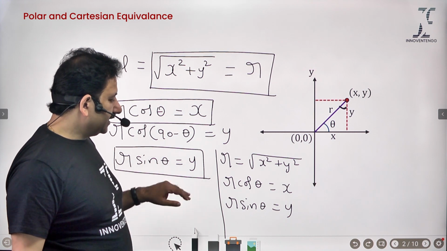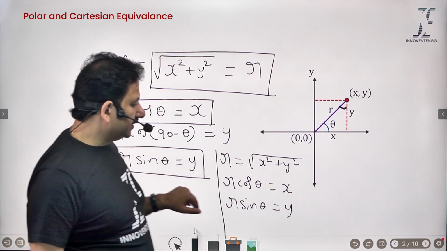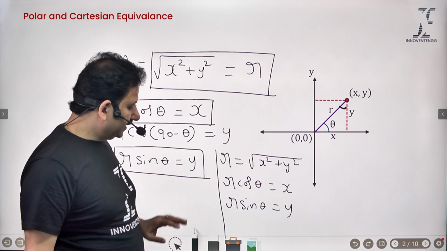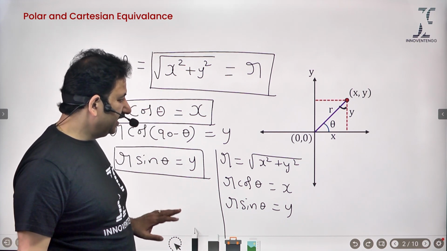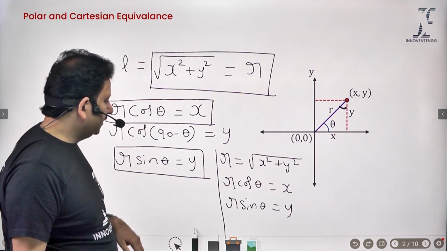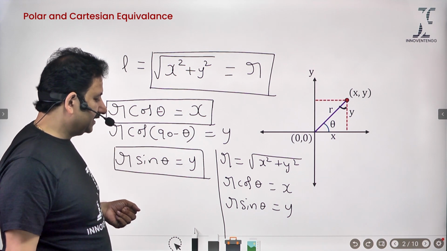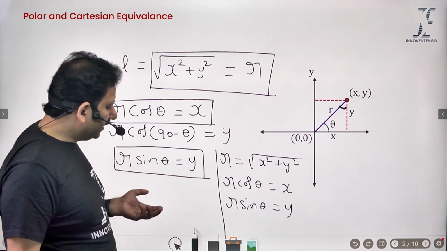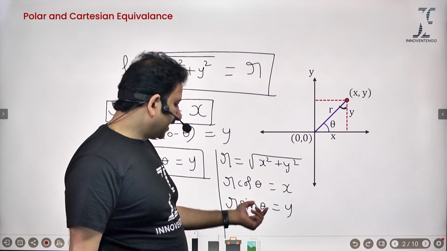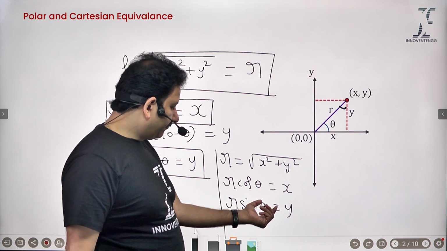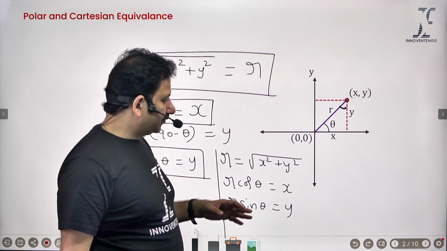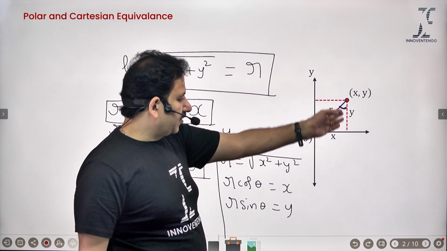So r is nothing but the magnitude of or the distance from the origin to the point, and r cos theta is x and r sin theta is y, because we are reckoning the angle with respect to positive x-axis. So these are three things that you may want to note. And if you want to express cos theta, you can express it as x by r and sin theta as y by r, and you know the value of r, so that in turn also justifies the properties of this small right angle triangle.